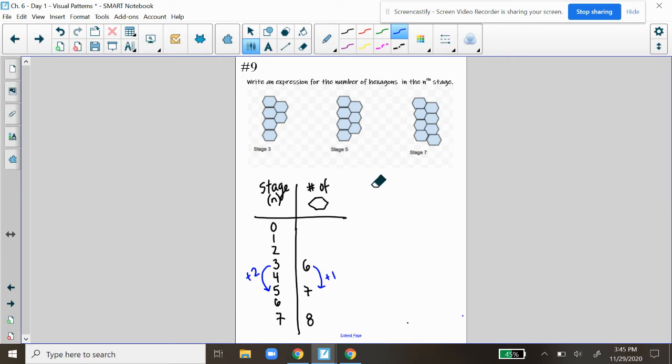So what I'm going to do is 1 divided by 2. So I know it's 1 hexagon for every 2 stages. If I divide that, that's going to tell me that it's going to be half of a hexagon per stage. So remember, this becomes our coefficient. So my coefficient is 1/2.